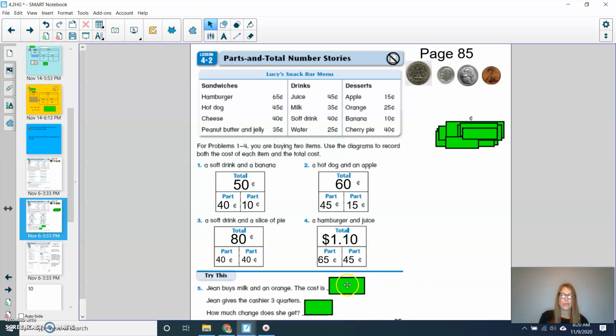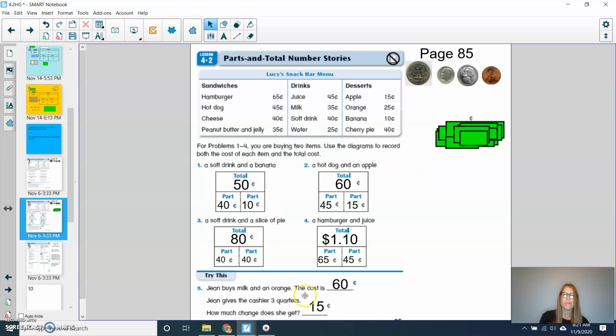All right, second graders. So when she's buying milk and an orange, milk is 35 cents and an orange is 25. I know that 30 plus 20 is 50 and 5 plus 5 is 10. So 50 plus 10 is 60 cents. If she gave the cashier 3/4, 3/4 is 75 cents. So I need to think how much money to get from 60 to 75. I know that 10 cents would bring me from 60 to 70, and then a 5 would bring me from 70 to 75. 10 plus 5 is 15 cents. So she would have 15 cents for her change.